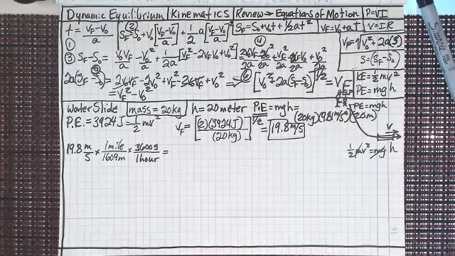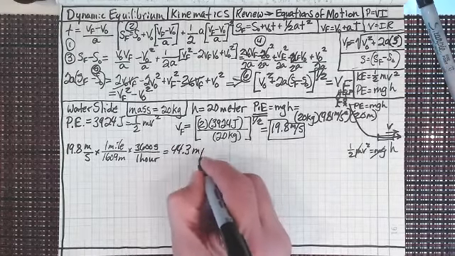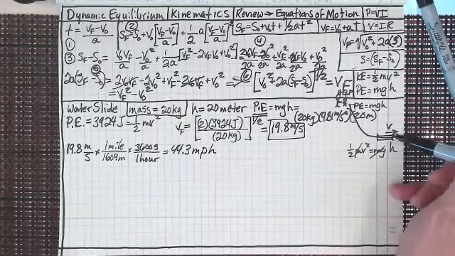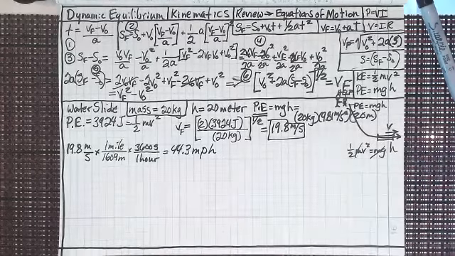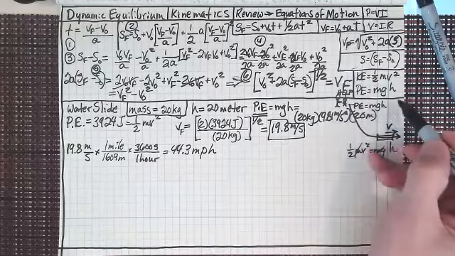Times 19.8 meters per second. So we're going 44.3 miles per hour. Me and my child are going pretty darn fast when we're coming off the end of that slide, aren't we? Yes. I hope there's a pool at the end of that slide. 44.3. Of course, we're up there 65 feet in the air and zooming down here.